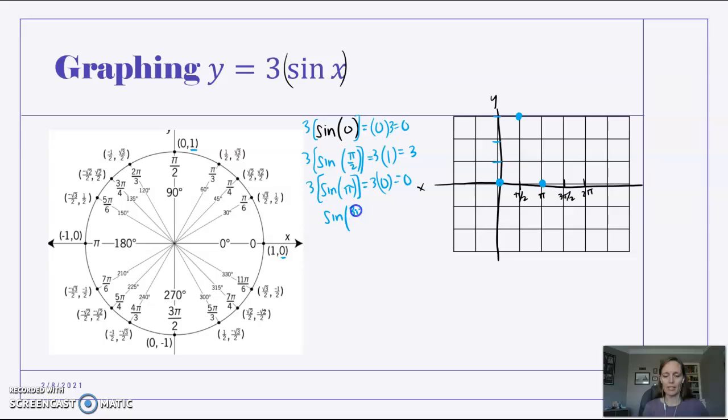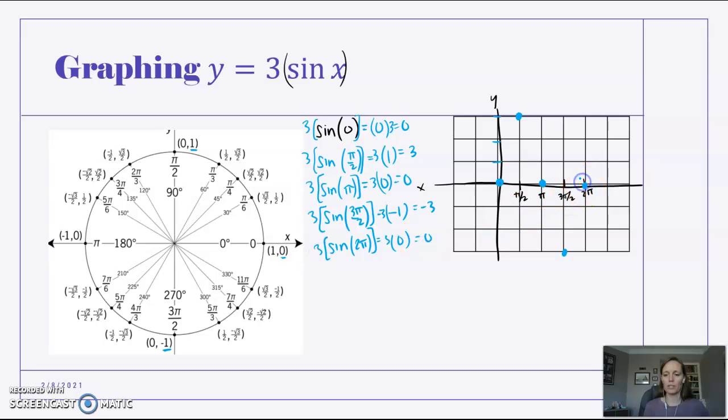The next key point is sine of 3 pi over 2. I go to 3 pi over 2 on my unit circle. Sine is the y, so that's negative 1. And I'm multiplying that output by 3, and so that's going to go down to negative 3. 1, 2, 3. Then the final point, sine of 2 pi, is equal to 0. That gets multiplied by 3, and so that's still at 0.